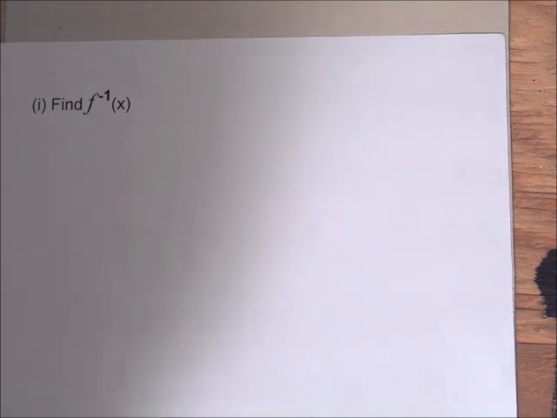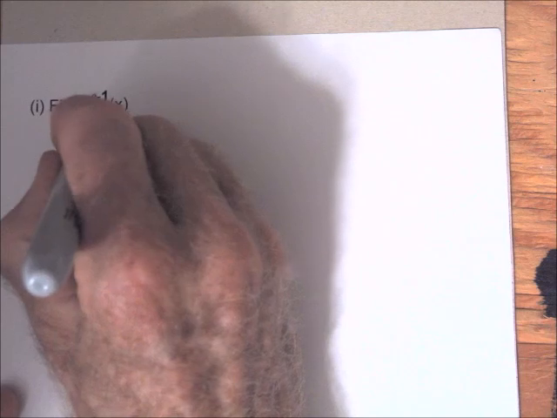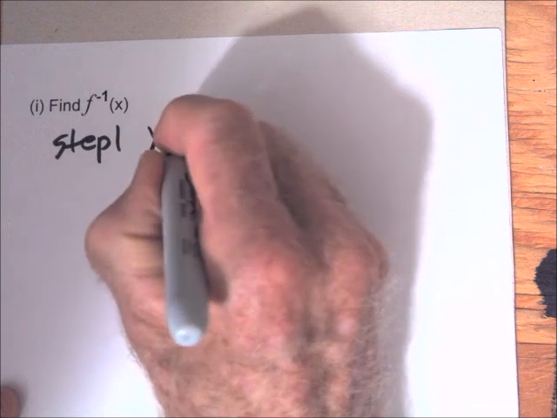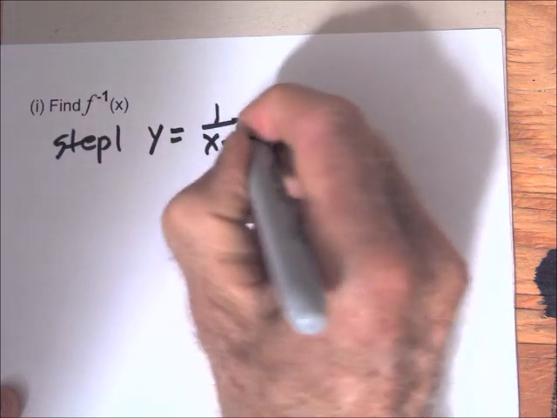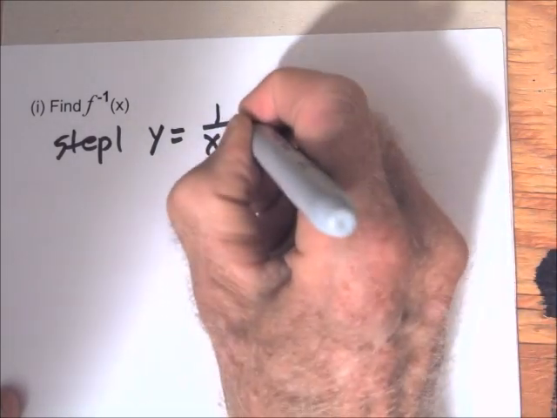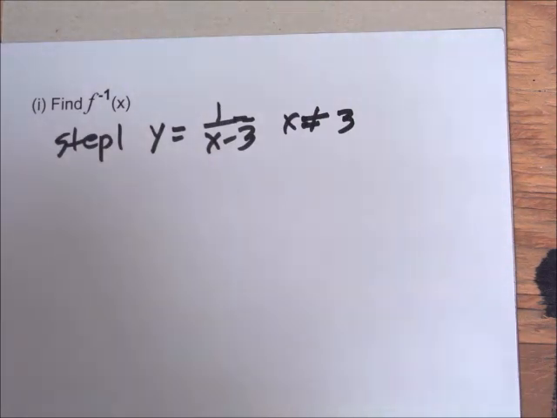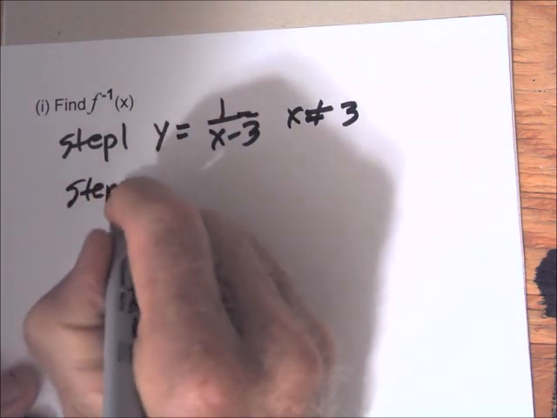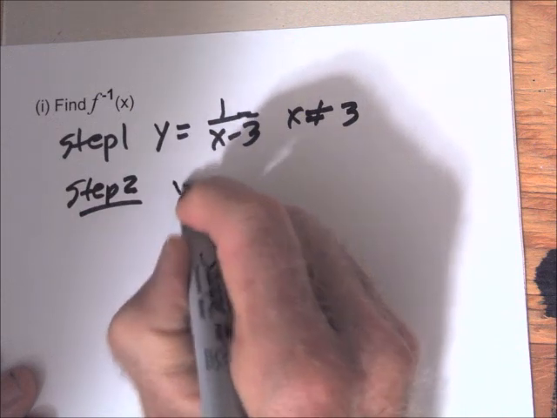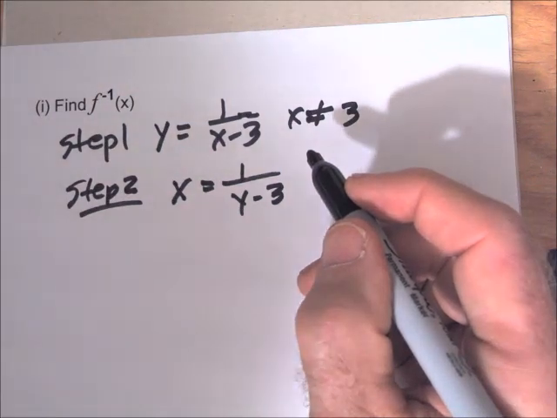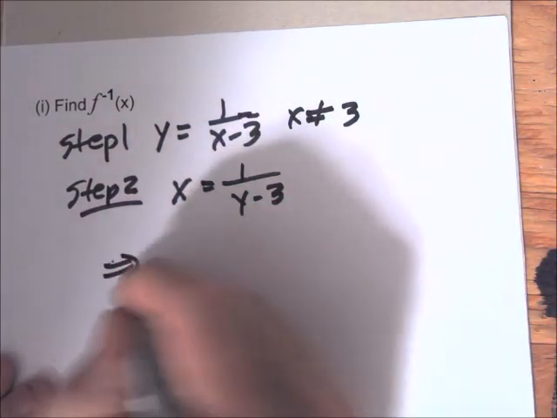So step 1, instead of f of x equal, we want to write y equals. And this is for x not equal to 3. Well, actually, we're more interested in what the restriction on y is, but we'll get that in the process of getting the formula. Step 2, we switch x and y. So x is equal to 1 over y minus 3. And we want to solve this for y. We can multiply both sides by y minus 3.